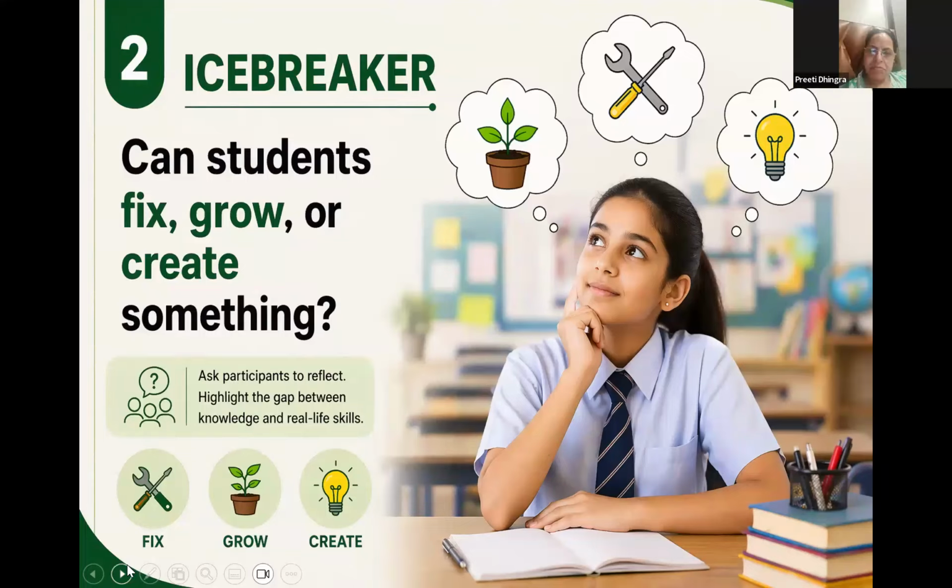Anybody else has anything else to share? Learning by doing. Great, I would like to listen to all of you, because we are here because we want to implement it properly. So it'll be great that all of us talk about it. I've heard Shubhra ma'am, I've heard Preeti ma'am, I've heard Sara. Is there anybody else who would like to say something about it?